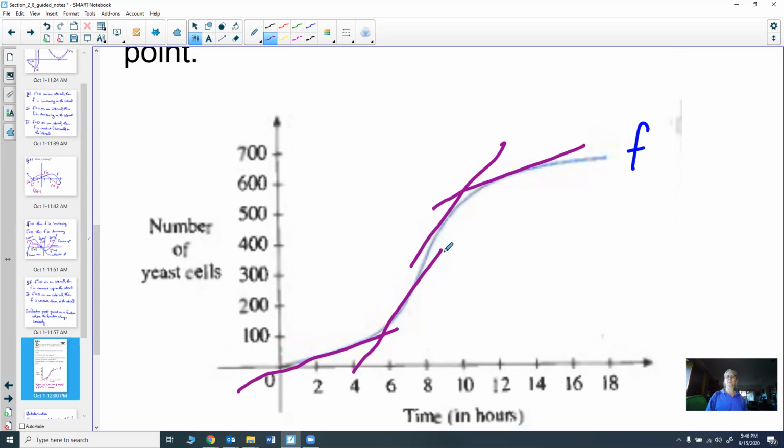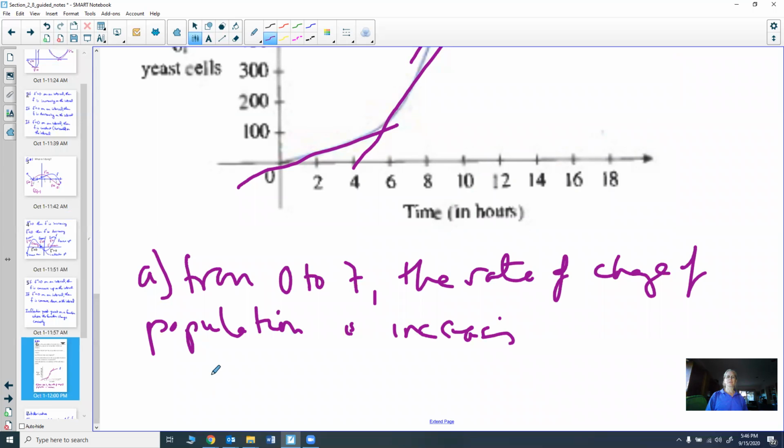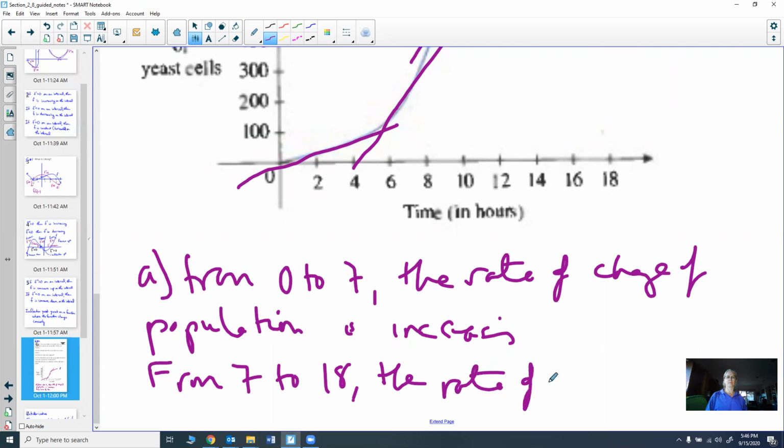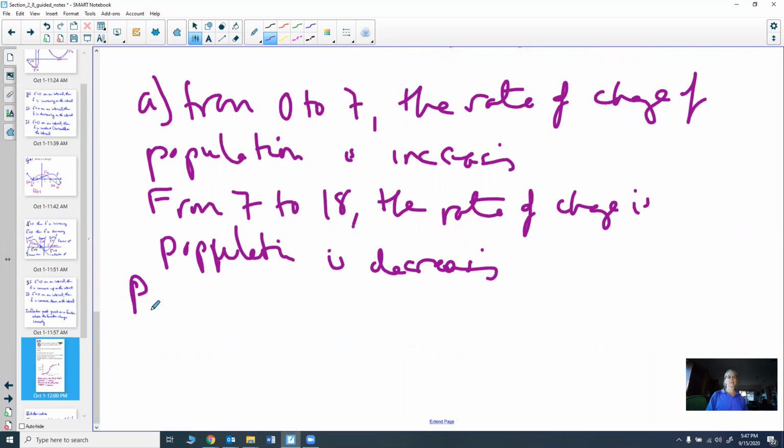So the derivative is still positive because we're still increasing. We could actually say the function is increasing over time, but the rate of change is actually slowing down, it's decreasing. So we can say from 7 to 18, the rate of change is decreasing. It's not negative, it's just decreasing. So the rate of change of population is decreasing. However, the population is increasing the whole time.